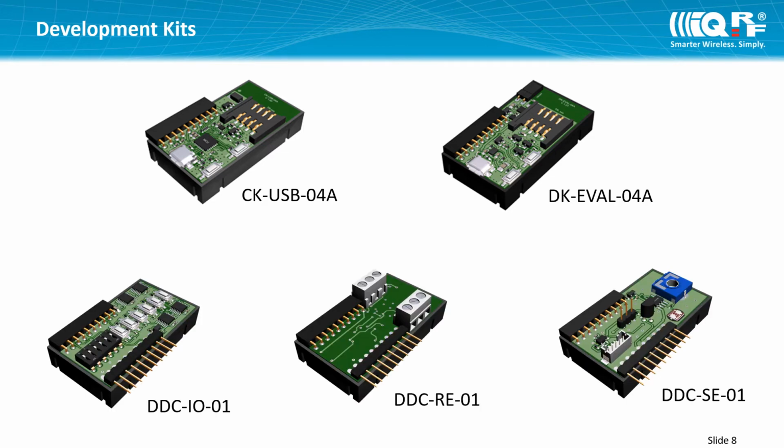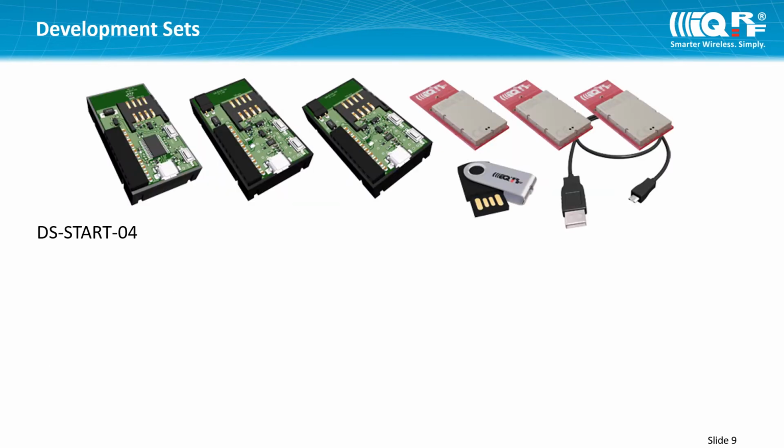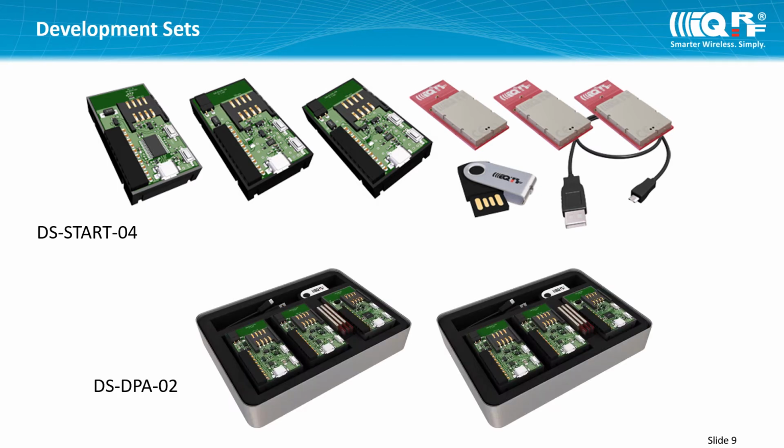We also provide extension kits that can be connected to the DK-Eval kit via the side connector. There are 3 kits: with 6 buttons and LEDs, with 2 relays, and with sensors like a temperature meter, potentiometer, and light sensor. The basic development set is the DS-Start 04 that contains 1 CKUSB kit, 2 DK-Eval kits, and 3 TR modules with integrated antenna. The DS-DPA 02 set consists of 2 DS-Start sets for a better price.